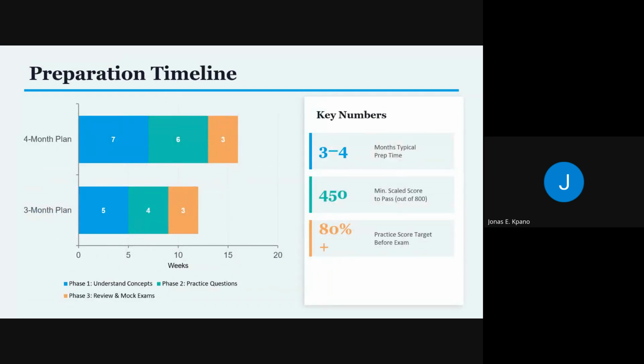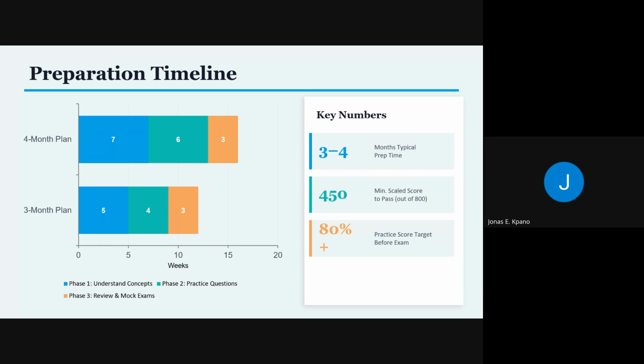So what is the preparation timeline? So just for you to know, this is not cut in stone. Some people can take more time to prepare for the exams. You can take less time. It all depends on how you practice and your experience. So for this, the typical plan is a 4-month plan. You can also use a 3-month plan.